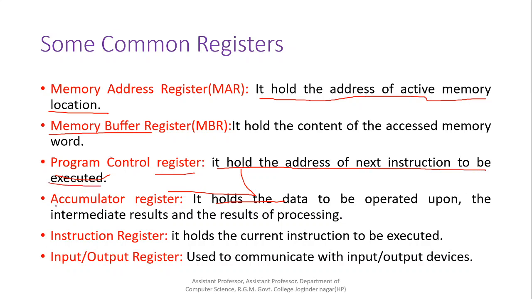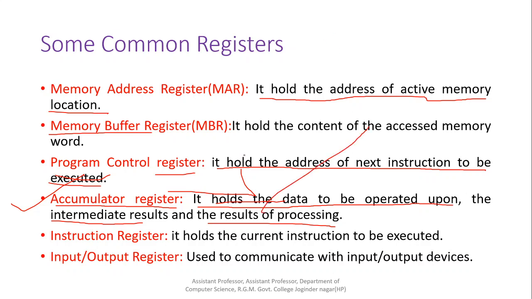The next register is the accumulator register, and it is basically in the ALU part. In the ALU, the arithmetic logic unit, we have the accumulator register, and it holds the data to be operated upon, the intermediate results, and the results after processing. So basically it stores the results after processing of data.